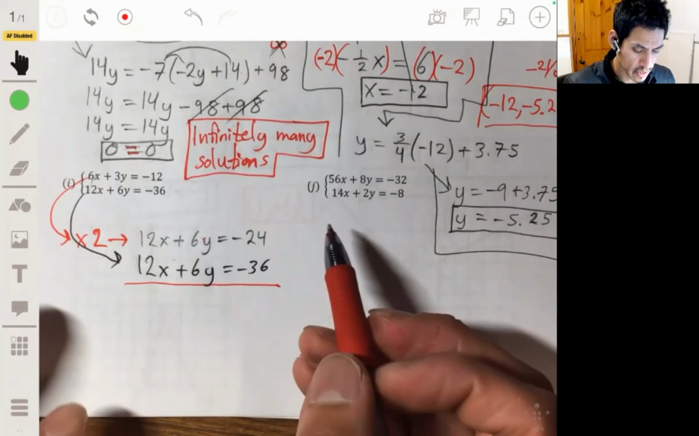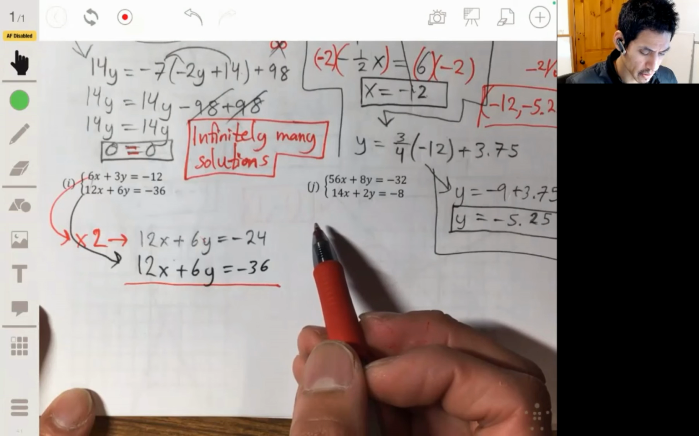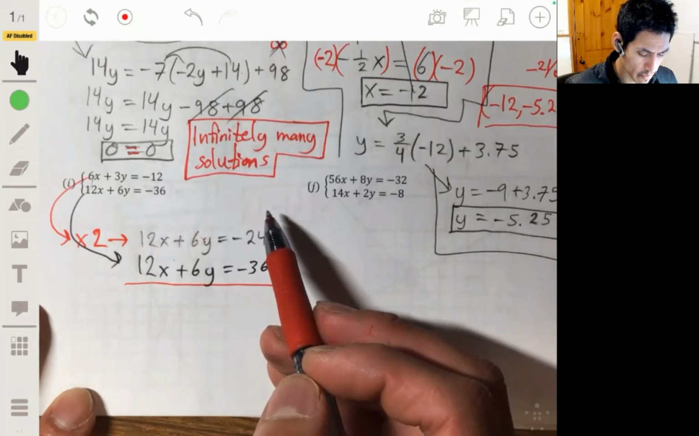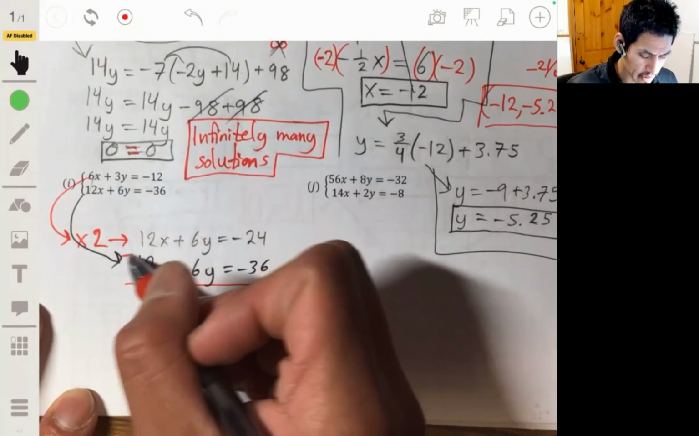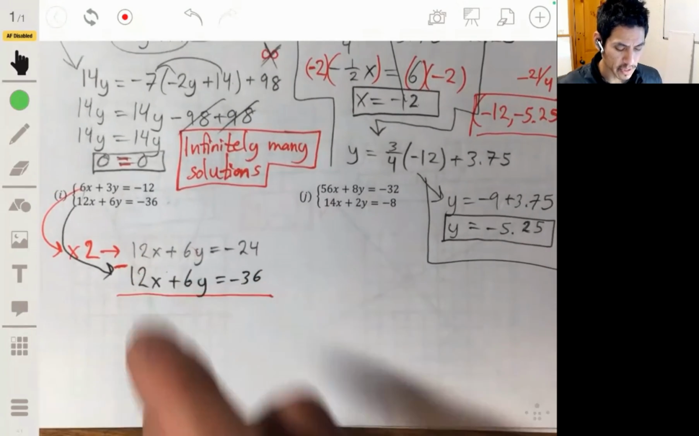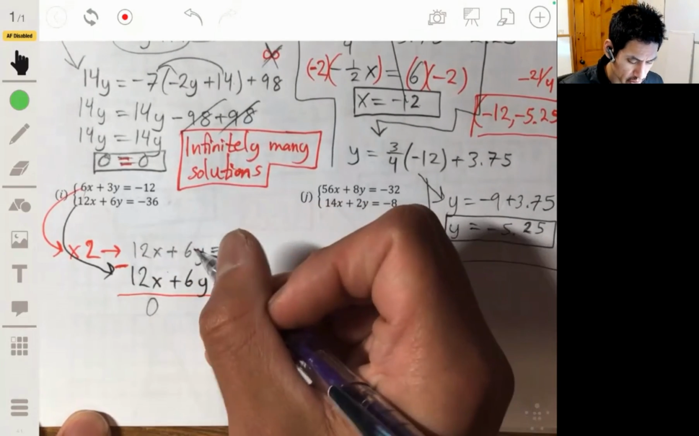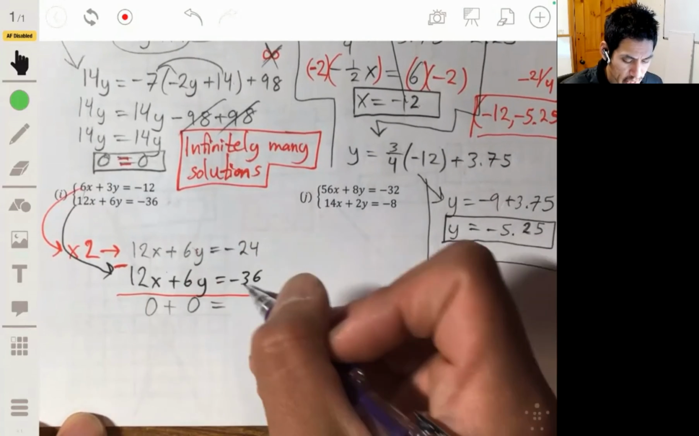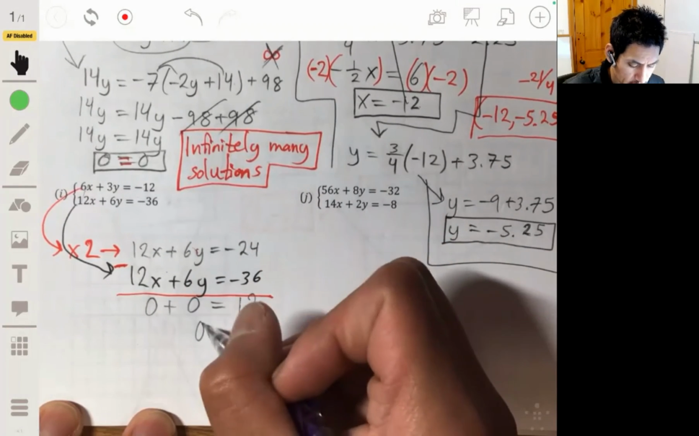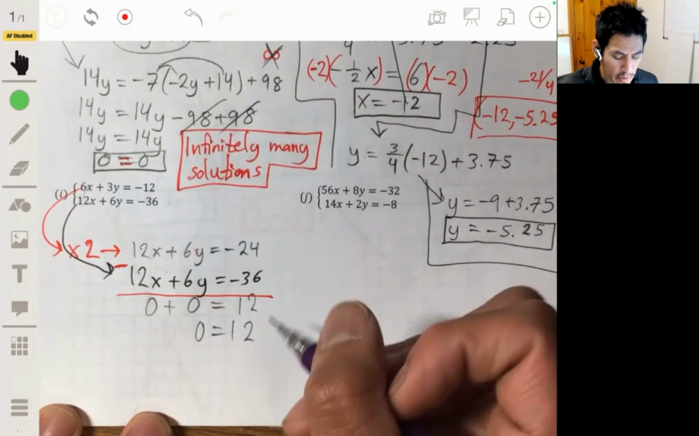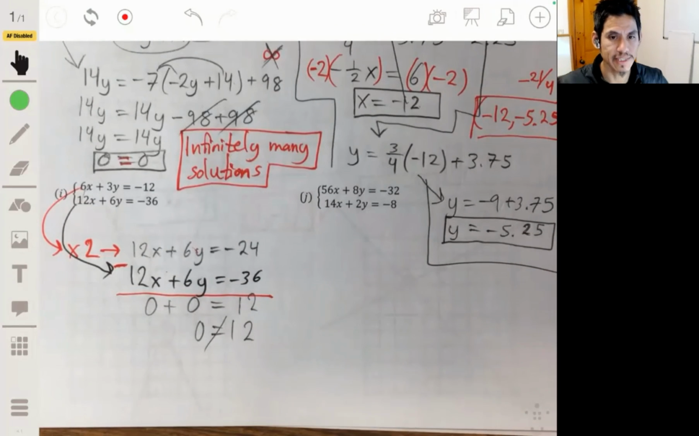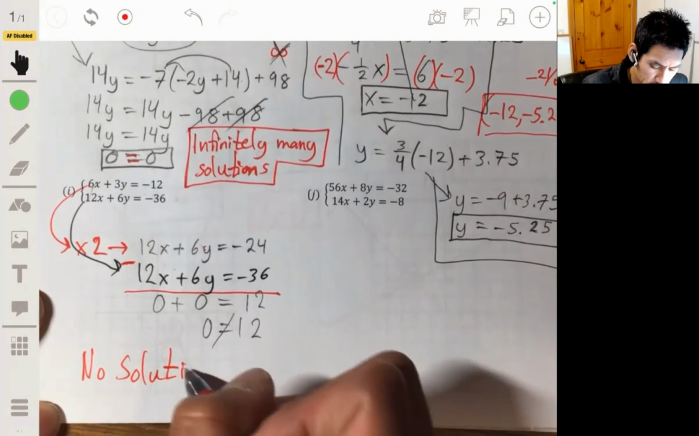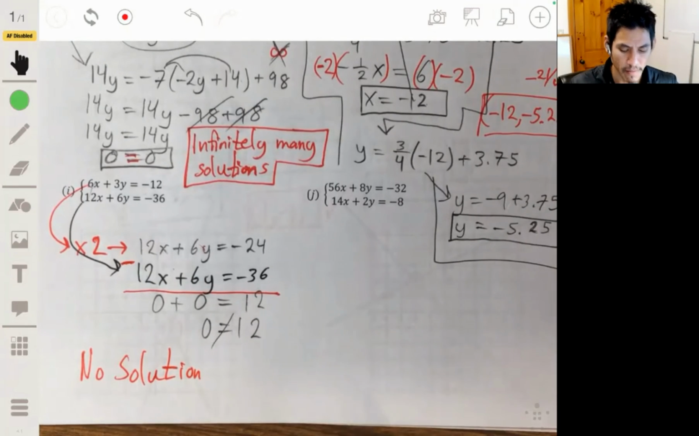Now, if I subtract these: 12x minus 12x, 0. 6y minus 6y, 0. Negative 24 minus a negative 36, 12. So I get 0 equals 12. This is false. 0 is not equal to 12. So this would be no solution because you get a false equation. And we can just stop there.